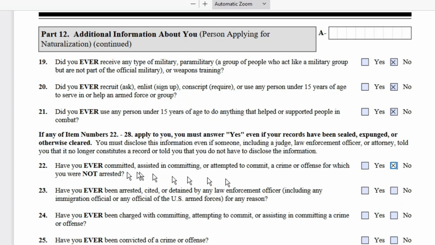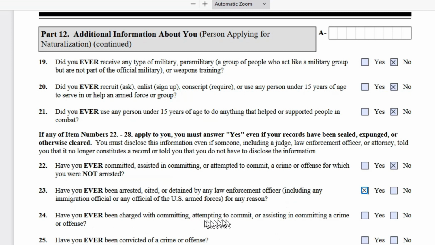If you are arrested, you need to get what we call a court disposition and bring it with you. Court disposition, you go to the court, or you can go online sometimes, and they will give you a certified copy. You can use that. Have you been cited? Okay, cited means like traffic tickets. So you will have to say yes if you have traffic tickets. Okay, let's say yes, we have traffic tickets. Then you have to give an explanation.